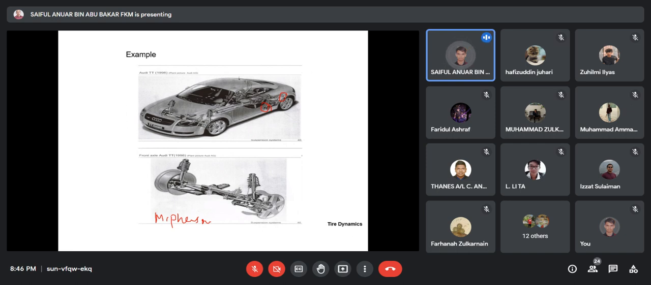But this one is being tuned to meet the handling target for this vehicle, because the Audi TT is a high performance car. McPherson, so this one is a semi-trailing. Torsional beam.